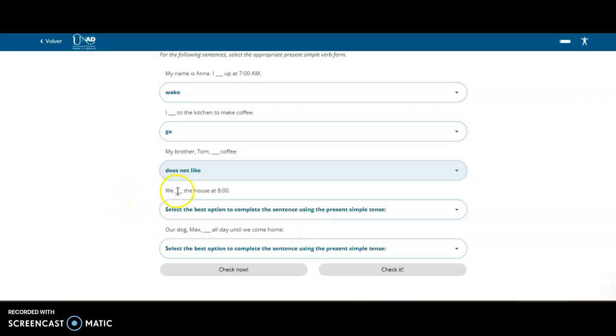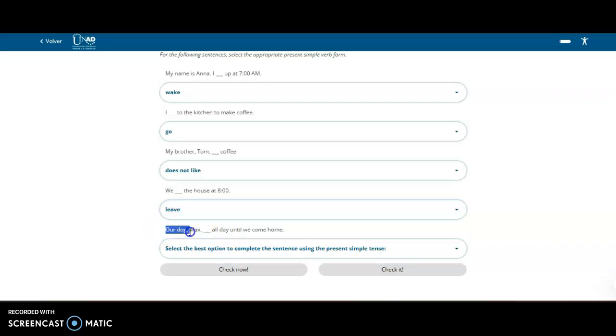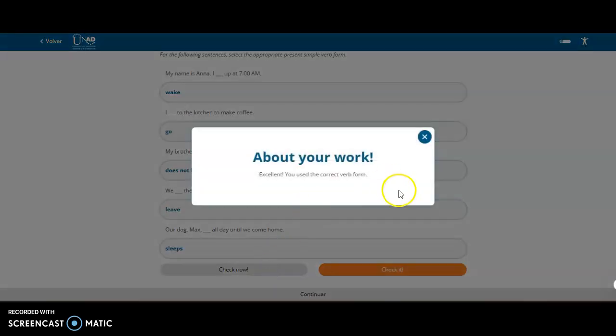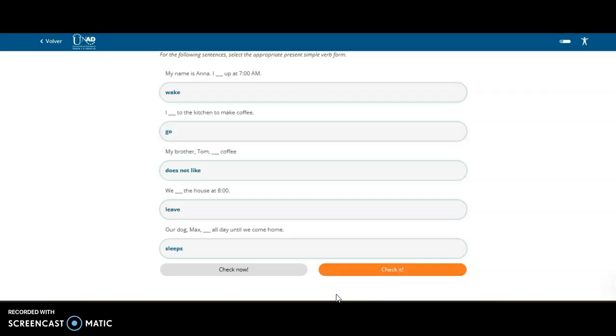Then we have "we live," and the other one that is with my dog. In that place, we are going to talk about a third person. We need to change the verb with s. We can check the work. Excellent. Okay. We said continuous.